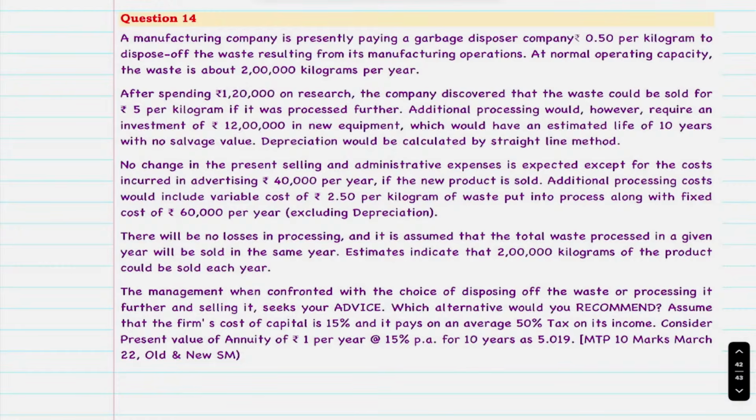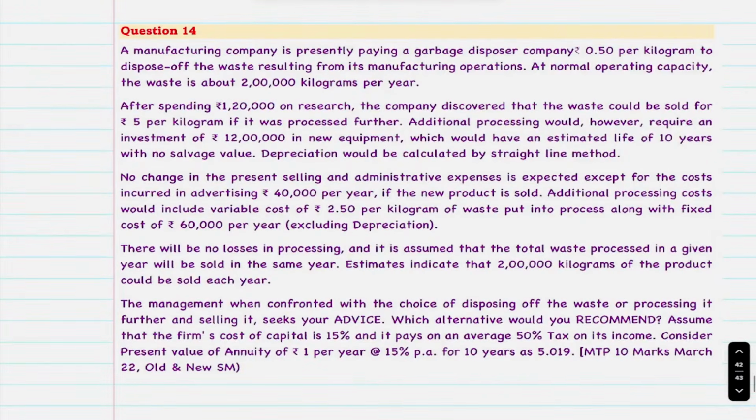Management, when confronted with the choice of disposing of the waste or processing it further and selling it, seeks your advice. Which alternative would you recommend? Assume that the firm's cost of capital, PV factor 15%, tax is 50%. They have given us annuity factors. 10 marks question given in exam already. Read the question properly before we go to the solution. Read it.